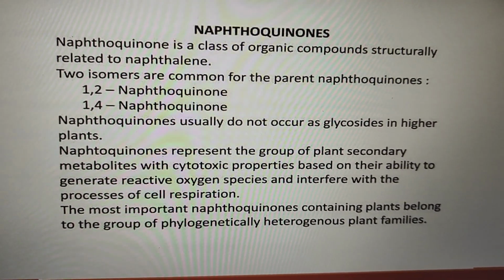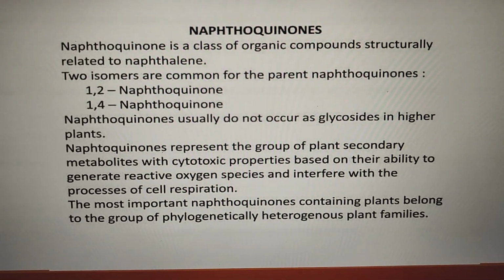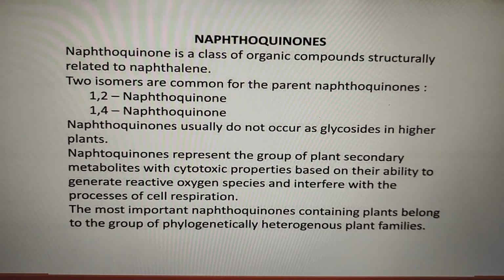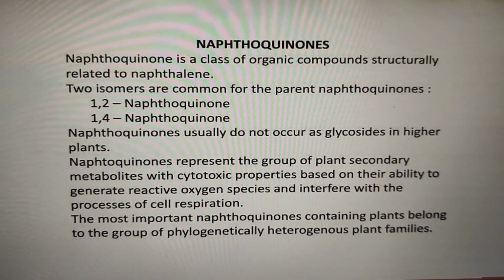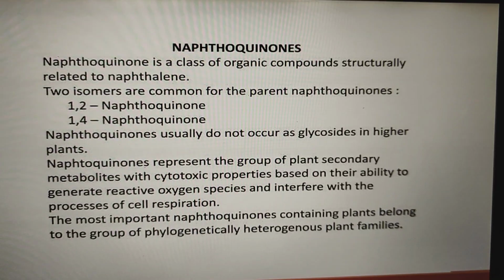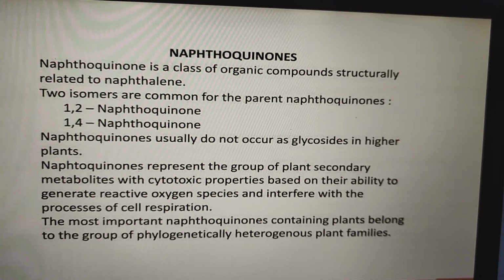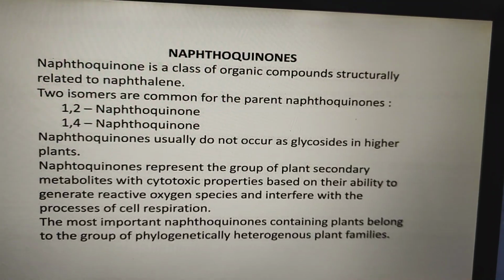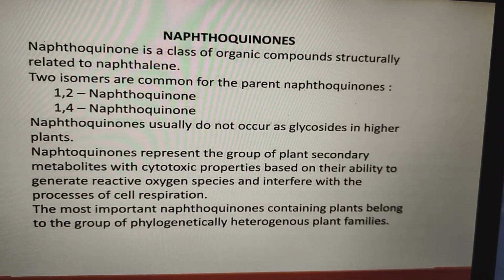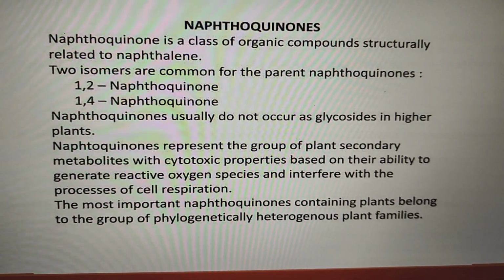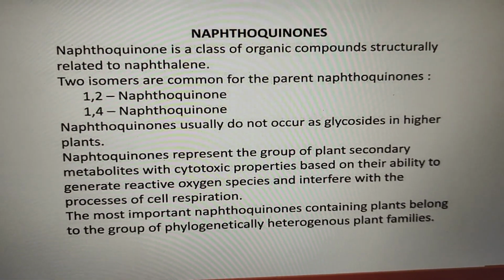The next group is naphthoquinones. It is a class of organic compounds structurally related to the naphthalene ring. This ring has two isomers: the first one is 1,2-naphthoquinone, the second one is 1,4-naphthoquinone, and they do not occur in the form of glycosides in higher plants. They represent a group of plant secondary metabolites which have cytotoxic properties due to their ability to generate reactive oxygen species, that is ROS, and they interfere with cell respiration.